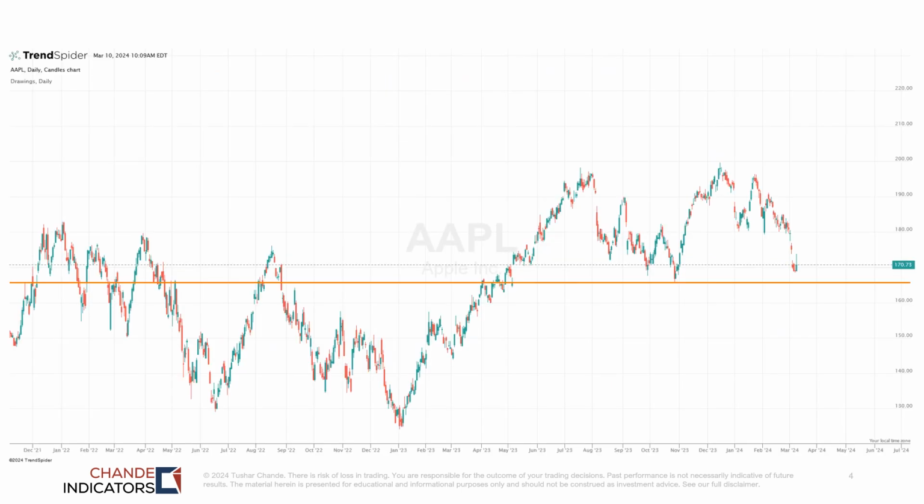This is a daily chart for Apple starting in December 21 through March of 24. I've drawn a line near the support of the lows in October of 23. Since the peak in July, Apple has essentially gone sideways and now seems to be testing the bottom of the range. So the question is, will Apple bounce in this area? And is there a tool we can use to simplify or assist our decision making?